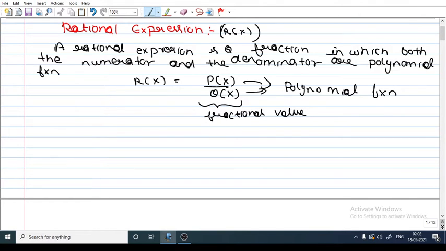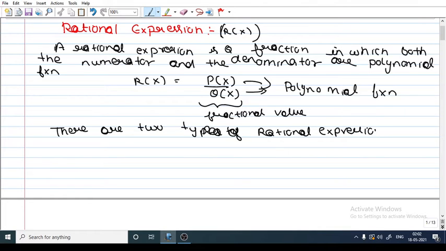Now let's begin with the next thing which you might know or don't know, so I'm telling this. There are two types of rational expression. Okay, the first one which you will study is proper rational expression.